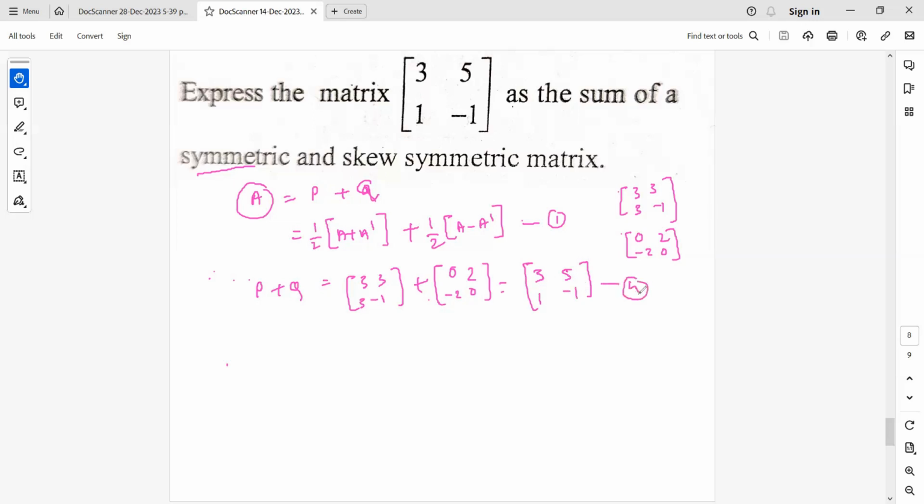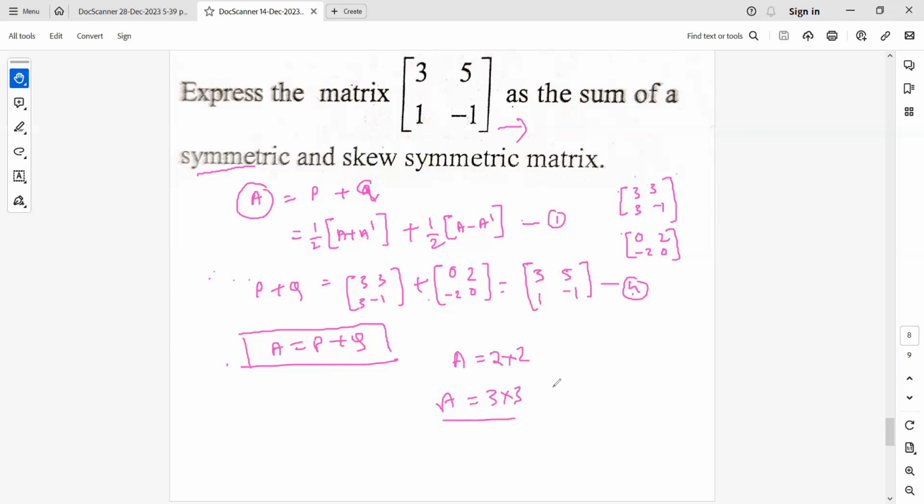Equation 4 and the matrix given in the question are both the same. Therefore you need to write it once again: A is equal to P plus Q. This is how we show a given matrix is the sum of a symmetric matrix and a skew symmetric matrix. Here I have solved an example of order 2 cross 2. The same question may be asked with order 3 cross 3.